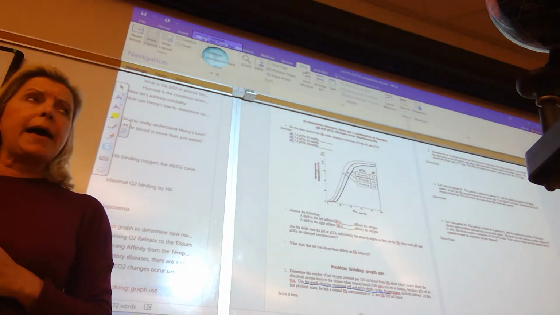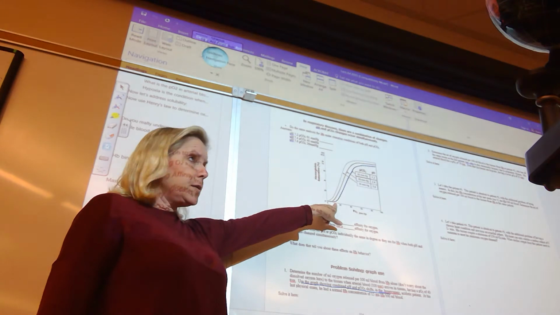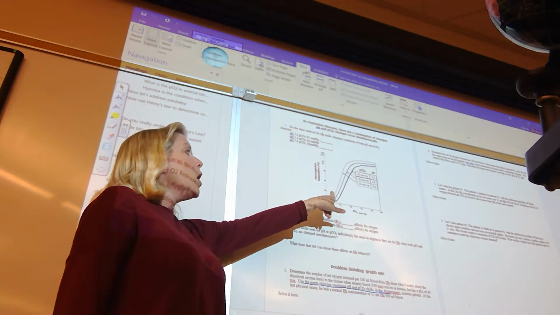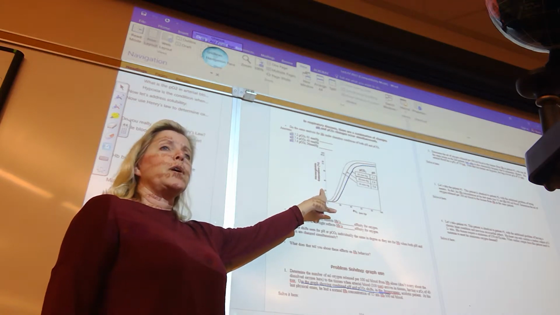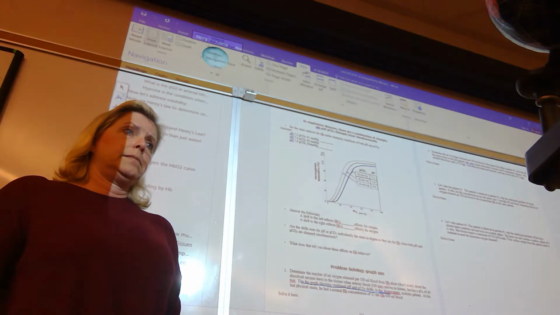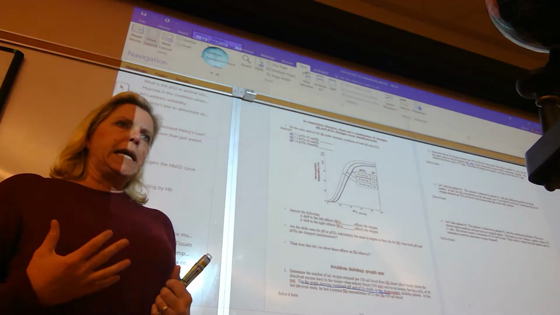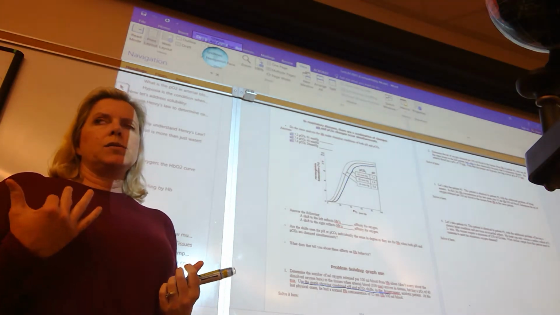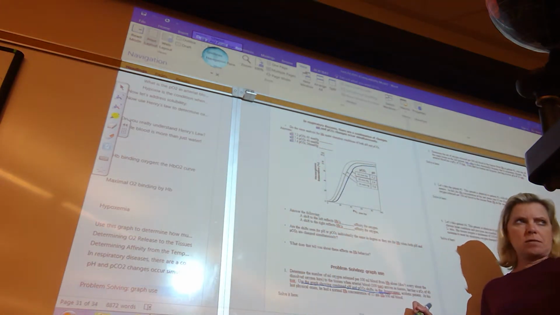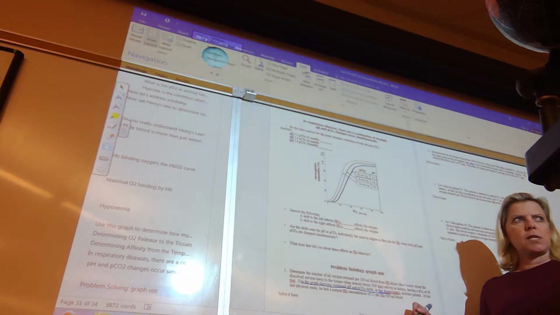So in our homework packet, using this curve, as we're told in problem 1, we're given percent saturation. What y-axis are we not given? Oxygen carrying capacity. Sometimes it's oxygen content, which is not the same thing. Close, but not identical.